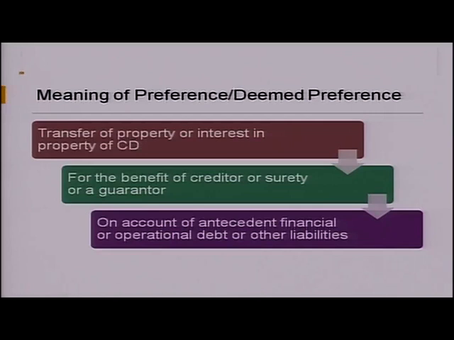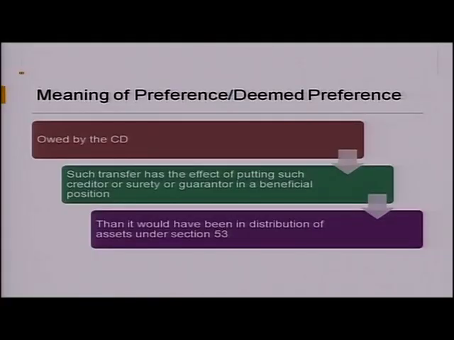This also needs to be satisfied. The third condition, which is also extremely important, and some people do miss this, is that it must be on account of antecedent financial or operational debt or other liabilities. So this is very, very important, that there must exist an antecedent financial or operational debt, and a transfer of property has taken place pursuant to the antecedent financial debt. So if these conditions are satisfied, definitely the transaction will fall within the domain of preferential transaction. Not only that, if we look at the other conditions, the antecedent financial debt should be owed by the corporate debtor.